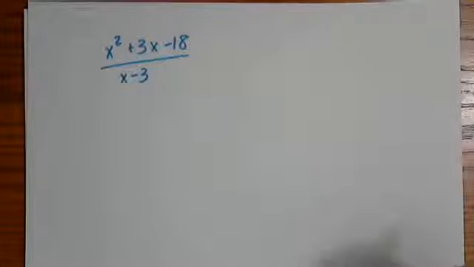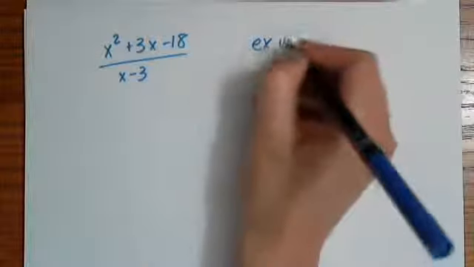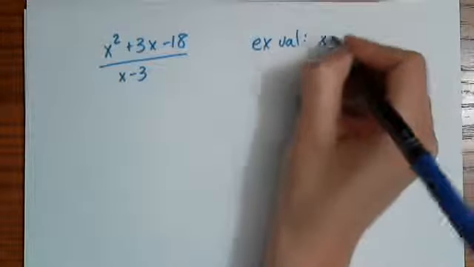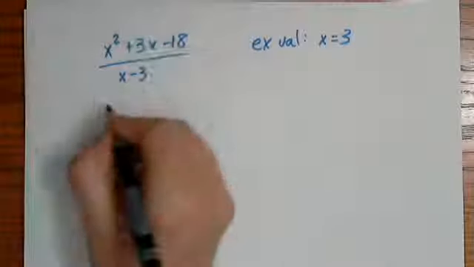Okay, here's another problem. This one we're supposed to find all the zeros that we can. So first we're going to know our excluded value. We've got an excluded value at x equals 3. Excluded value, we can't have an answer there. Let's factor out the top and see what we get.